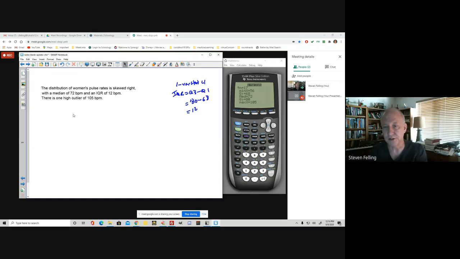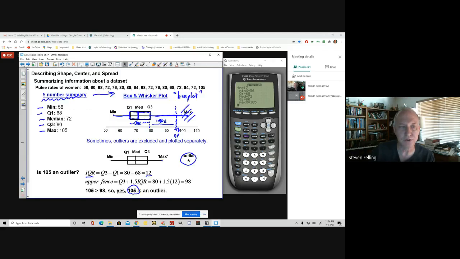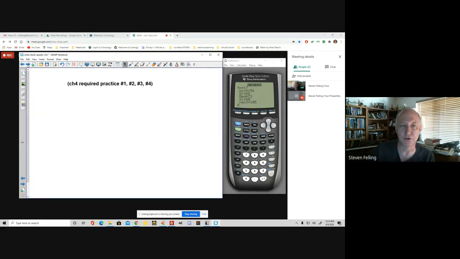But behind the scenes, there's a lot going on to get the numerical evidence we need. So we would have to run one variable stats in order to get the median and the quartile range to get IQR. And we would also have to set up a statistics plot to graph a histogram so we can see whether or not it's symmetrical, skewed left, or skewed right. All right. So that's how we use the calculator to do everything we need to try to describe distributions.